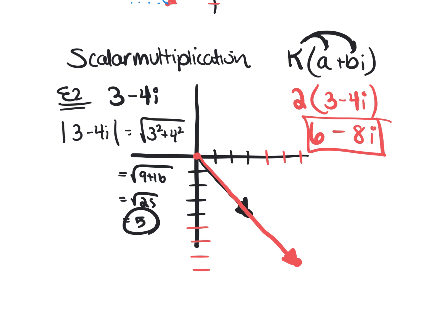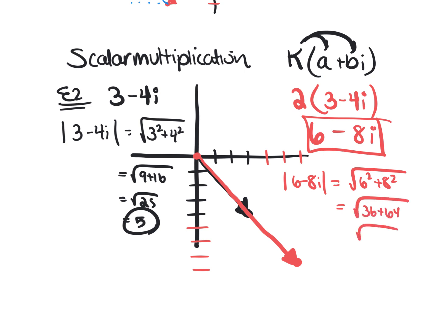Okay, that's what it looks like graphically. It's equal to 6 minus 8i, but what do you think the modulus is? How far away from the origin do you think it's going to be? So let's go ahead and do it. If we plug in 6 and 8, you get 36 plus 64, which is the square root of 100, which is 10. Notice that the distance that the point in red is away from the origin is double the distance that the point in black is from the origin.